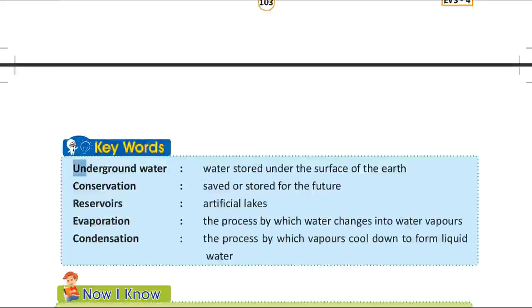Keywords: Underground water: water is stored under the surface of the earth. Conservation: saved or stored for the future. Reservoirs: artificial lakes. Evaporation: the process by which water changes into water vapors. Condensation: the process by which vapors cool down to form liquid water.